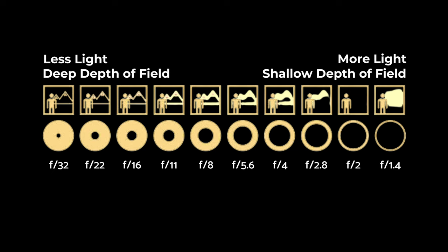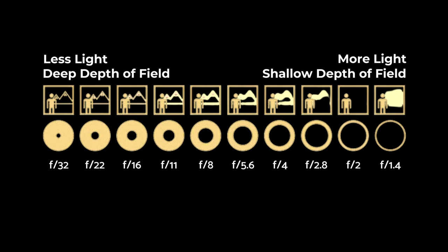The aperture setting directly affects the depth of field, which is the area of the image that appears sharp and in focus. If you want to showcase the background details along with the subject, you choose a smaller aperture, which is a higher f-stop number. This creates a deep depth of field where both the subject and the background are in focus. To achieve a proper exposure with a smaller aperture, you need more light, which often requires a slower shutter speed.